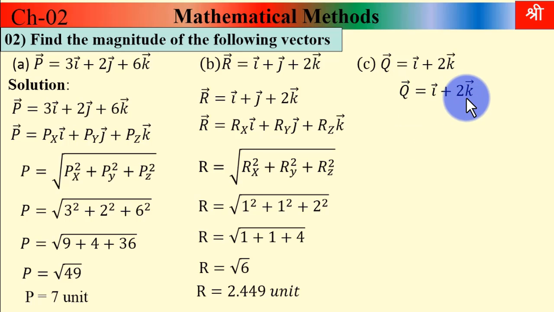The given vector is i plus 2k. There is no term of vector j, which means that its magnitude is 0.